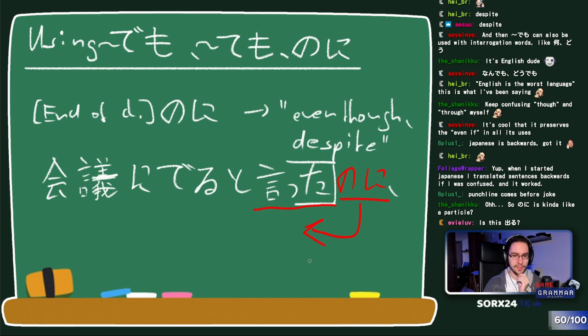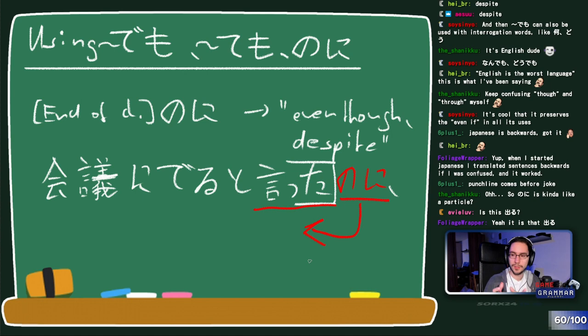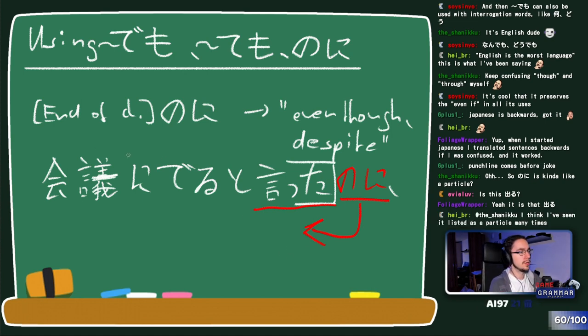This is deru. Yes, this is deru. So noni is kind of like a particle. Noni works kind of like a particle, yeah. And so does demo. They all work like particles. They always kind of work backwards. So the clause that noni affects is always the one before it. So, kaigi ni deru to itta. You said you would appear at the meeting. Noni. So even though you said you would appear at the meeting, you didn't. That's kind of the implication here. Like, you didn't. Like, even though you said it.